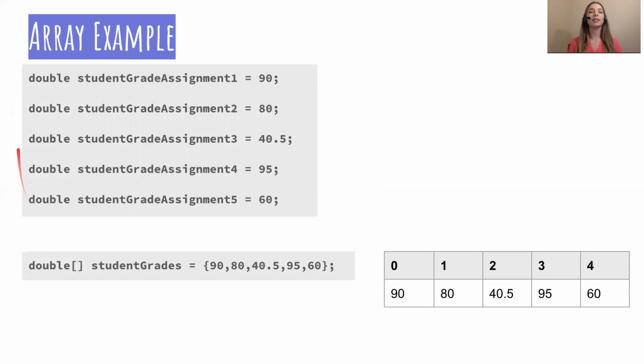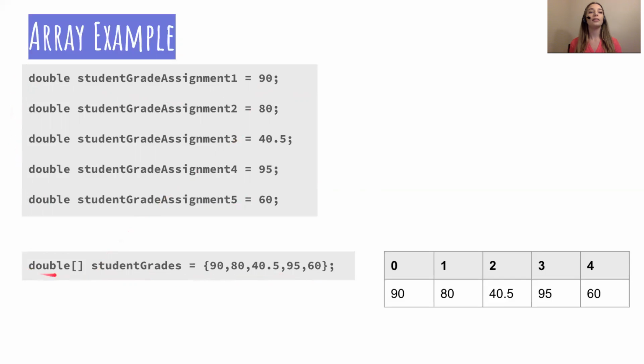But if we have a list like this, instead of putting a different variable for each grade, we can use an array. An array sort of looks like this down here. We have student grades, and we have all of the grades in here separated by a comma. So this is how we create an array.